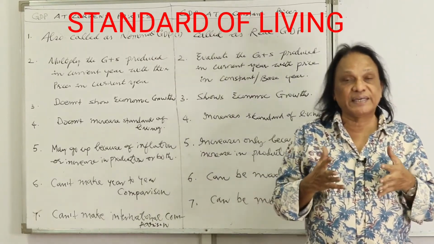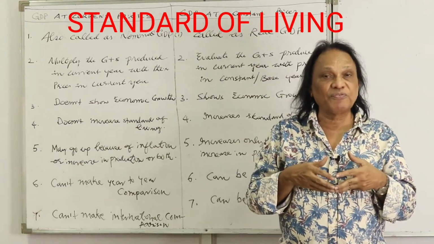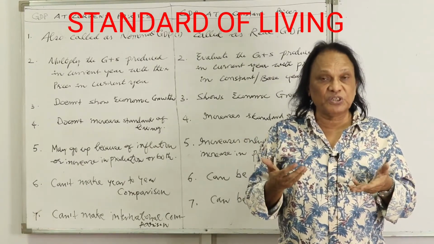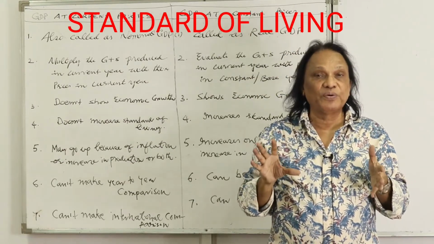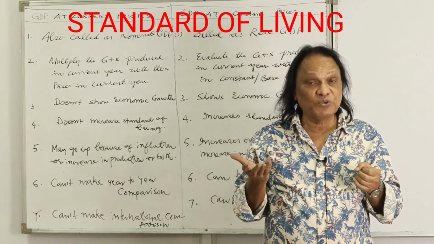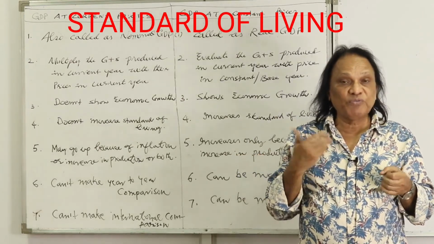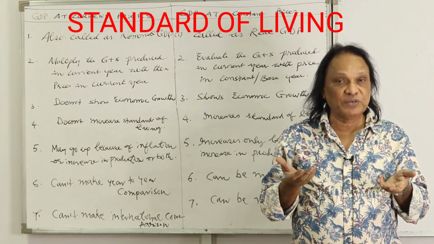What exactly is standard of living? Standard of living means availability of goods and services to you. If you have more cars, more houses, more luxury goods, that means your standard of living is going up. So only when we produce more will your standard of living go up, not because of inflation.